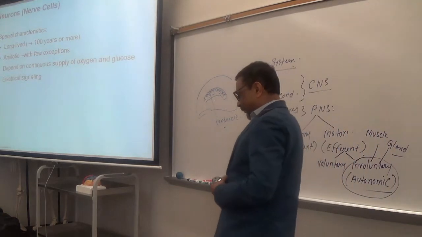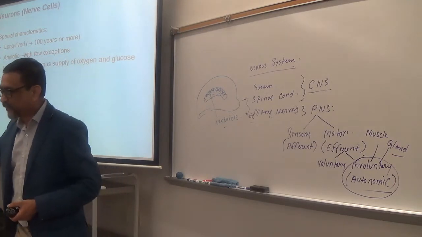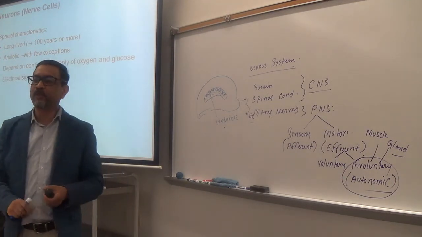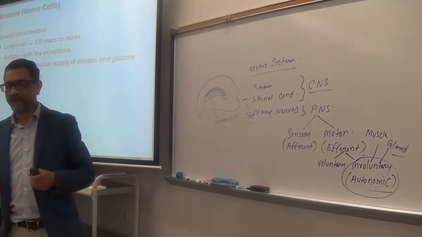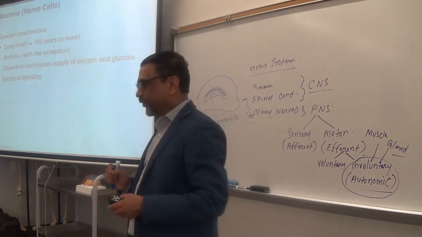Now, the main cells are what? Neurons. Remember that? Main cells are the neurons, and supporting cells are the neuroglial cells. So we'll talk about the main cells, the neurons.